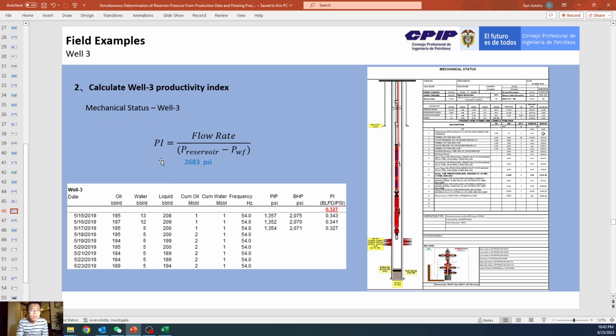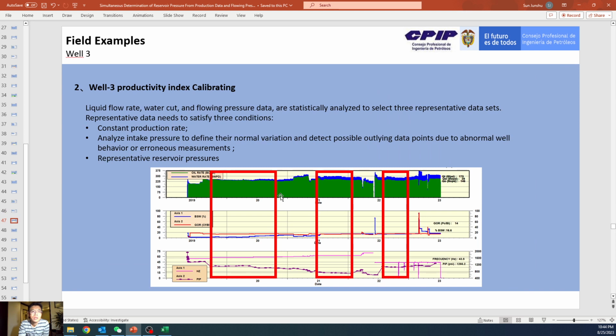Productivity index equals fluid rate divided by the delta P between initial reservoir pressure and fluid pressure. Then we can get the initial productivity index around 0.327 barrels per psi. Here we are using the initial pressure of 2683 psi.